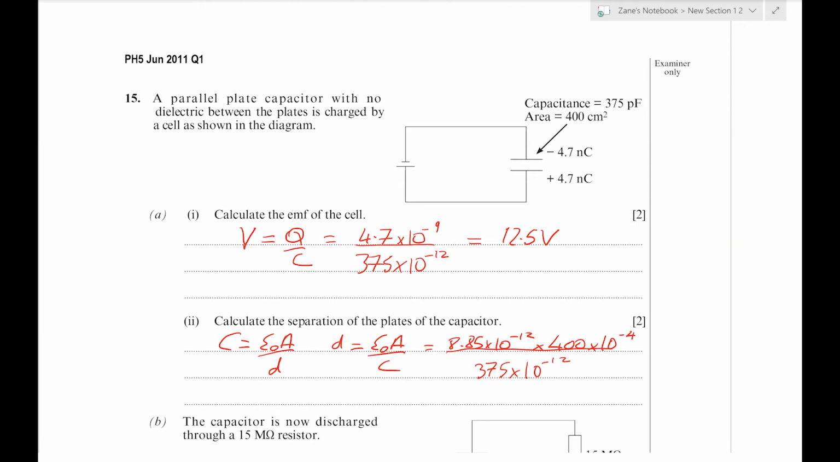And we get ourselves an answer of 9.44 times 10 to the minus 4 meters. Or if you prefer, 0.944 millimeters.